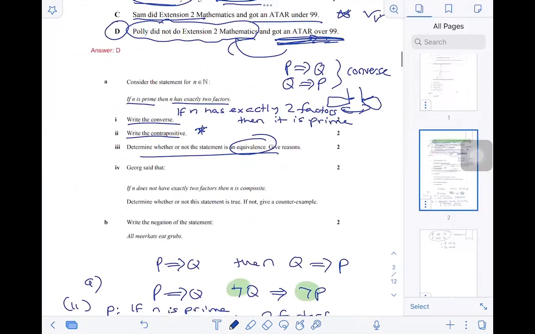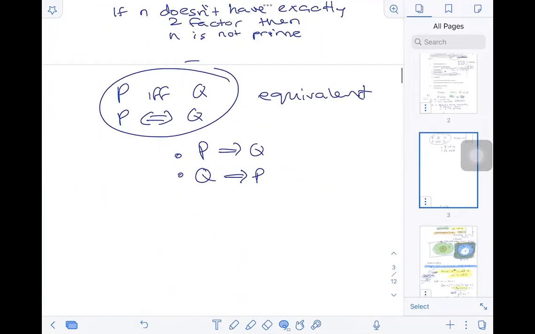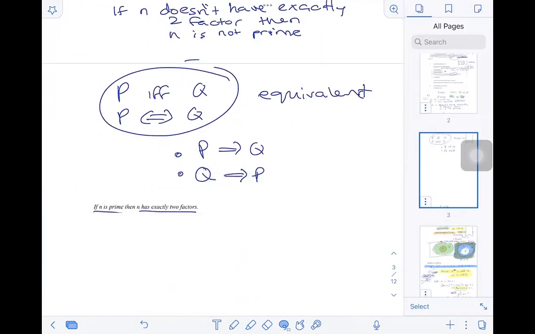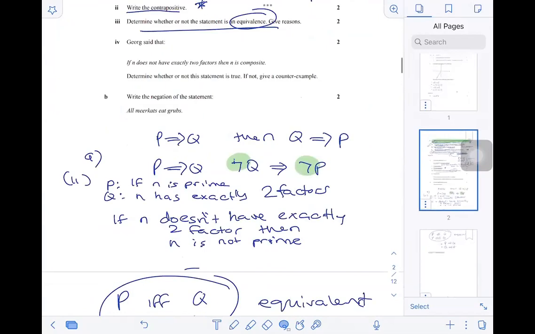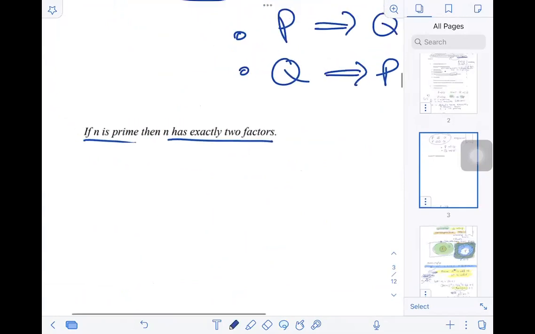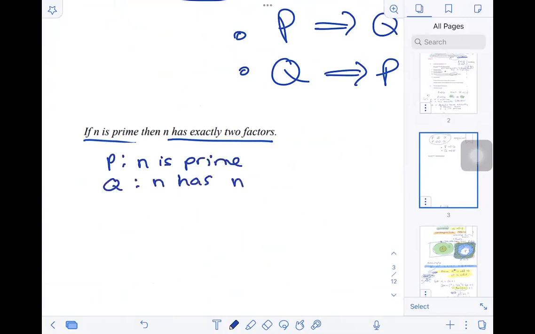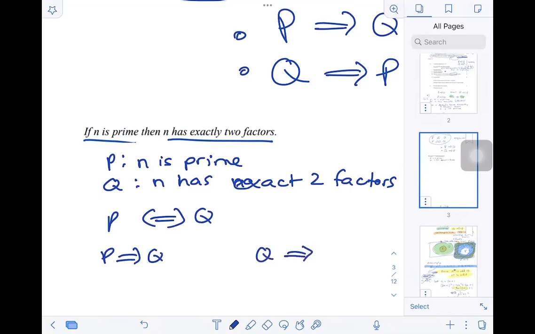Okay, so let's look at this statement here. I'm just going to grab it. So the question is, is this equivalent? And if not, give a counter example. Is that right? No, that's the other one. Determine whether or not the statement is equivalent. Give reasons. So is it equivalent? So P is n is prime, and Q is n has exactly, sorry, 2 factors. Okay, so to prove it is equivalent, that means we have to prove that P implies Q and Q implies P.